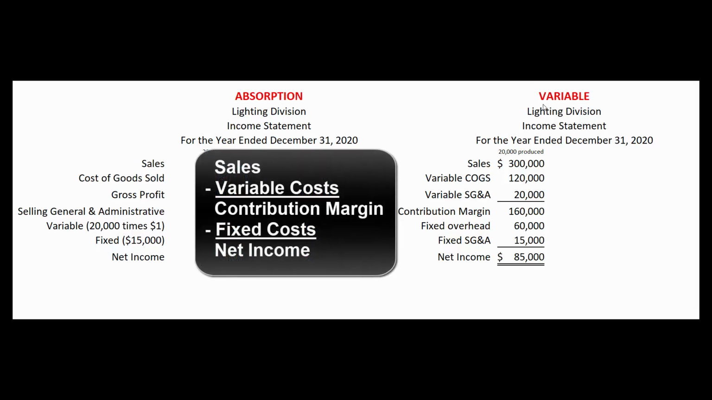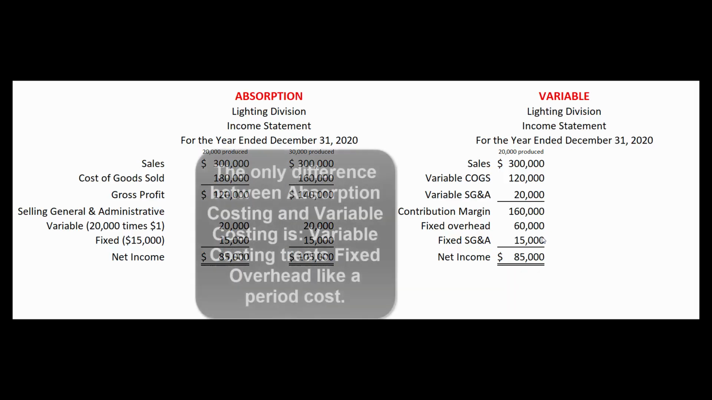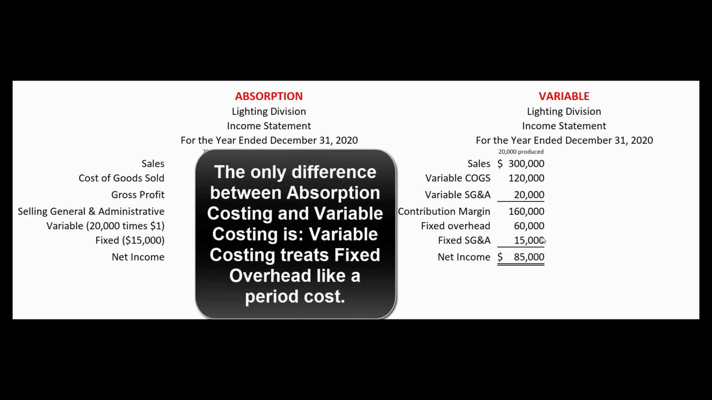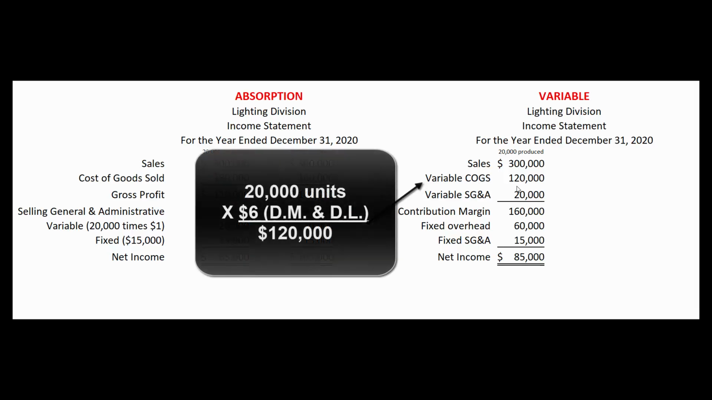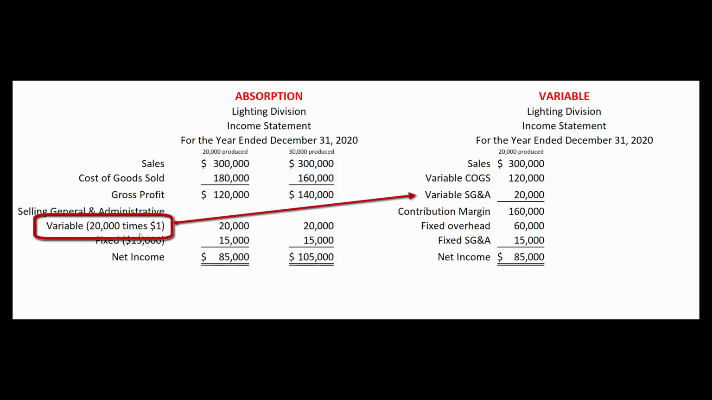So remember, sales minus variable cost gives us a contribution margin, minus fixed costs gives us net income. And so our fixed overhead is going to go right to the bottom line, if you will. It'll get subtracted and not hide out with the units in finished goods inventory. So our sales are still the same. Our variable cost of goods sold is $120,000. In other words, that's the $6 per unit of materials and labor. Our variable SG&A is $20,000. That's the 20,000 times $1, and that gives us a contribution margin of $160,000.